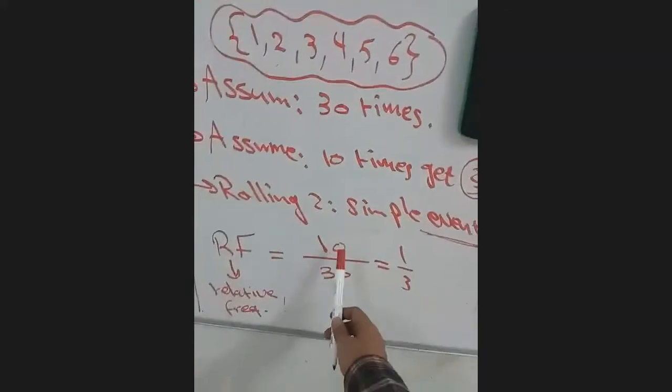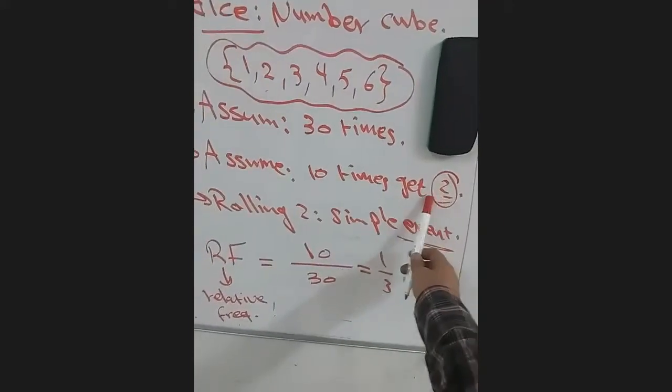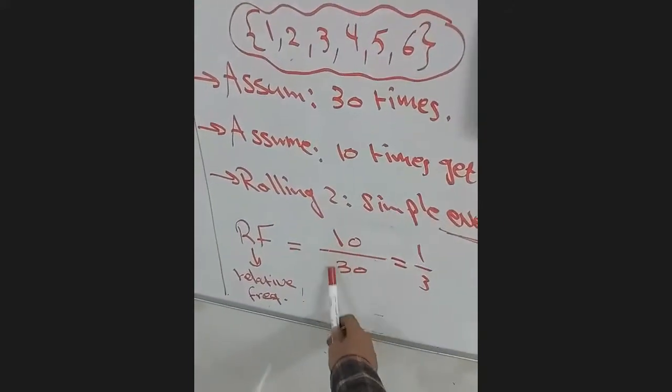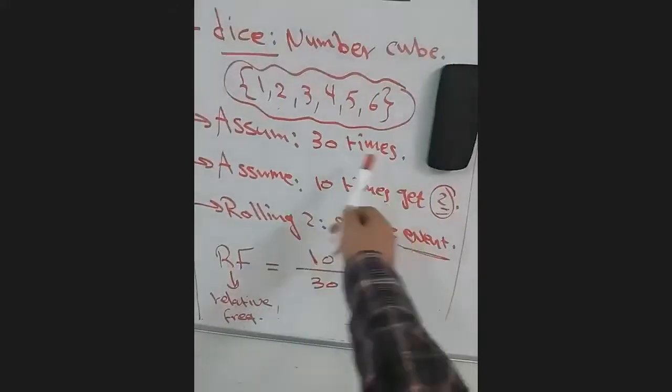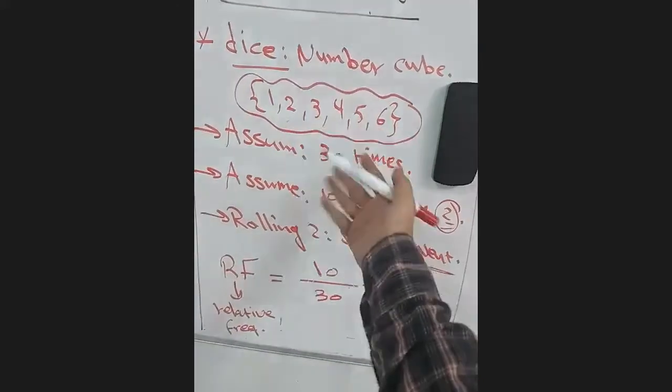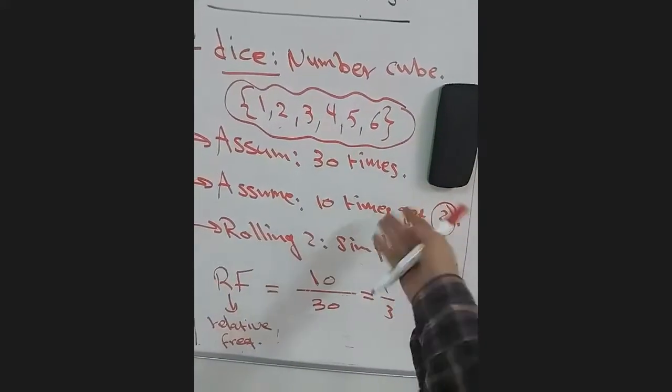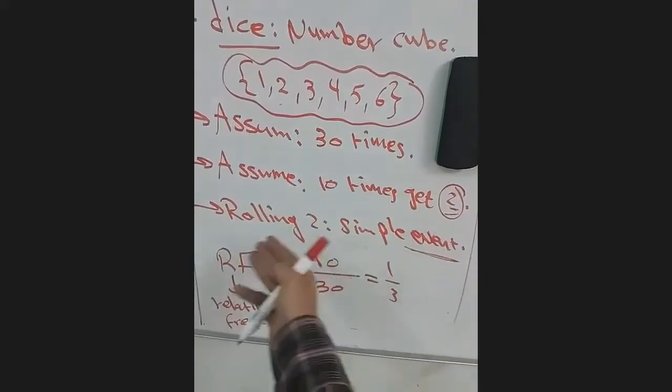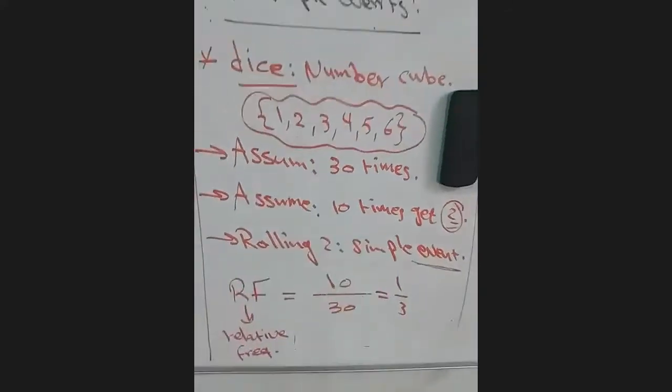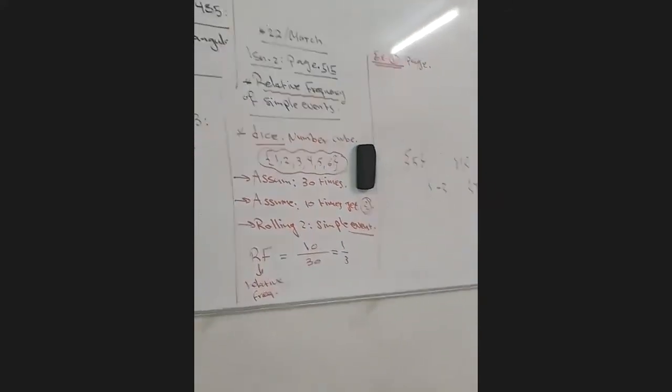Relative frequency is the ratio of the number of favorable outcomes over the total number of outcomes. Look here, guys. The number of favorable outcomes, we said, is 2, how many times? 10. Over what? The total number. How many times did I throw it? 30 times. I want 2. How many times do we get 2? 10. What's the relative frequency? 10 over 10. Okay, guys, hope you understand it very well.